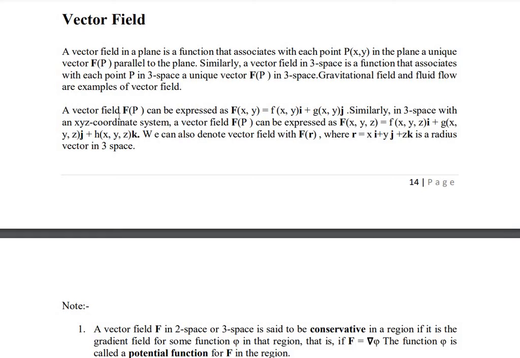A vector field F(p) can be expressed as F(x, y) = f(x, y) i cap + g(x, y) j cap. Similarly, in 3-space with an xyz coordinate system, the vector field F(p) can be expressed as F = f(x, y, z) i cap + g(x, y, z) j cap + h(x, y, z) k cap.